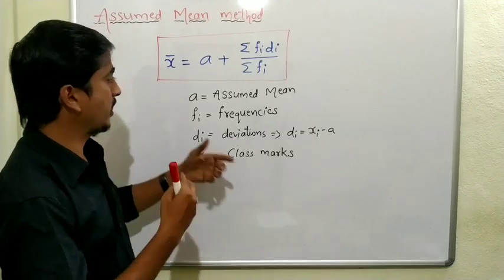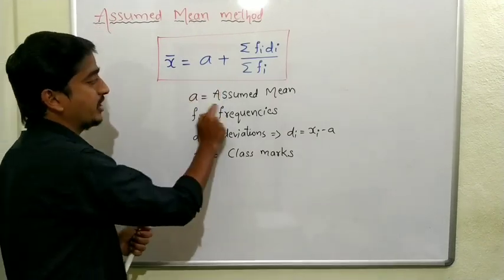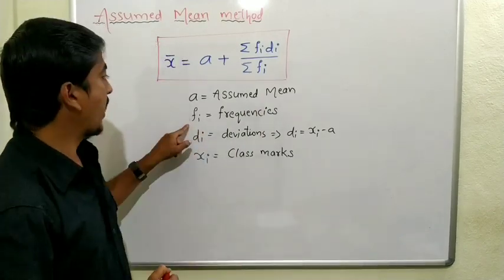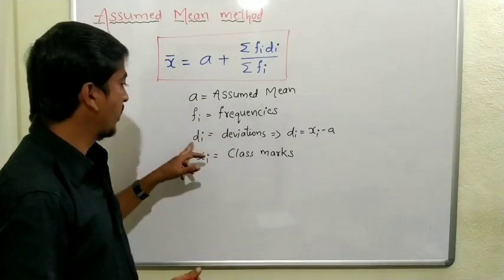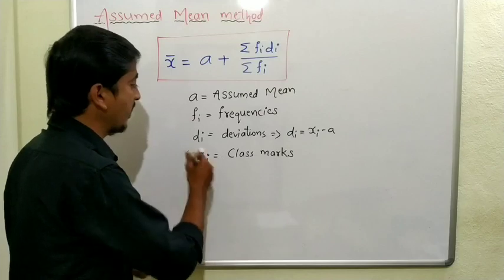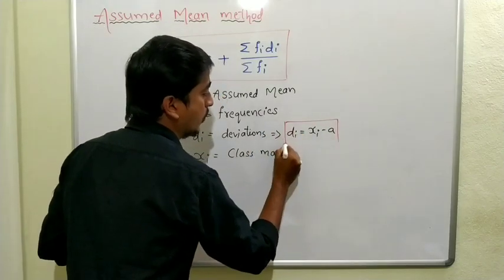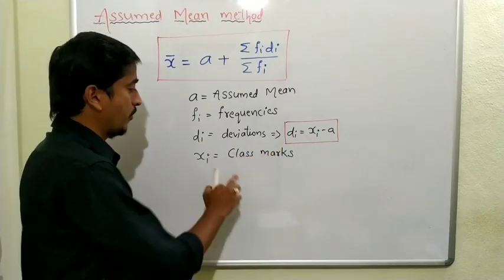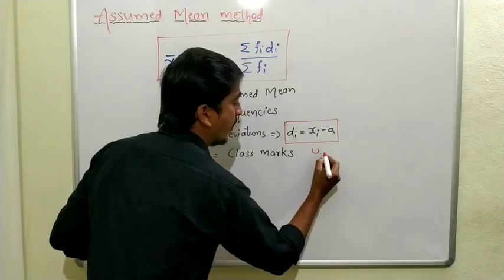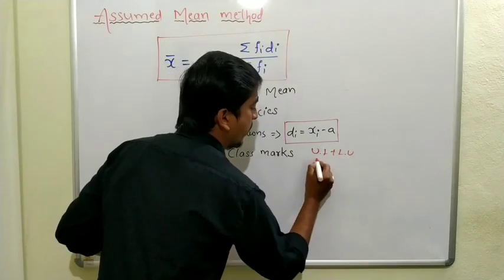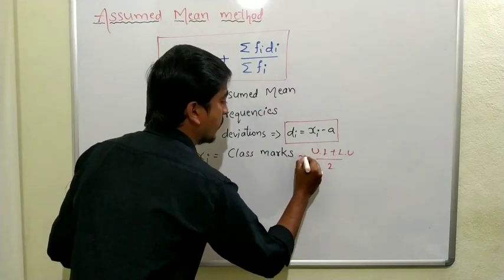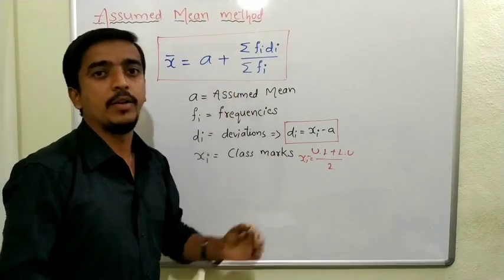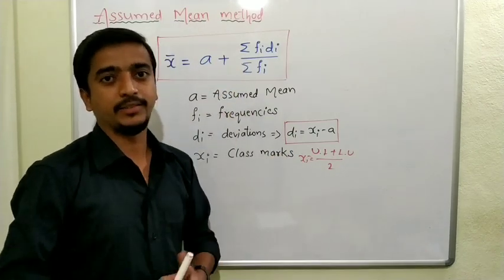Let's see what is meant by each term. Here a is the assumed mean, which we can select as any one of the xi values. fi is the frequencies. di is the deviation, and we find the di values as di equals xi minus a. Here xi is the class marks. You can find the class marks by taking the average, upper limit plus lower limit by 2. Then, after substituting in the formula and simplifying, we can get the mean.